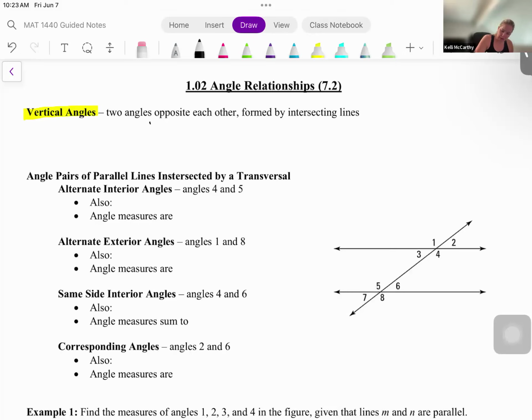So if I think about two intersecting lines, the angles that are opposite are vertical angles. So the angles I just noted are vertical angles. These are also vertical angles. So they're opposite one another. Now, what's special about vertical angles is that their measures are equal.